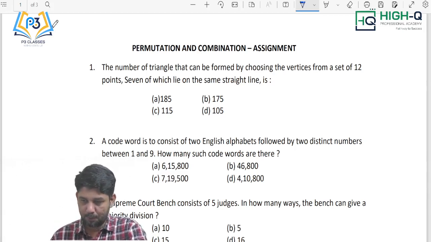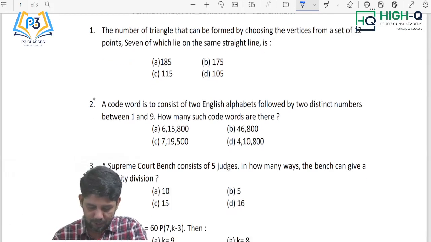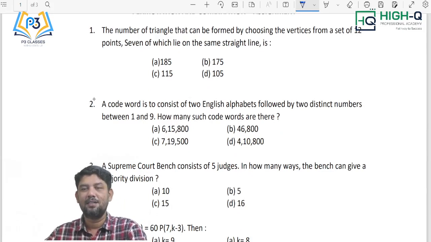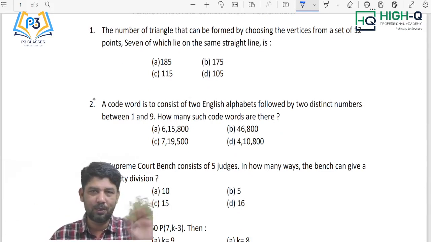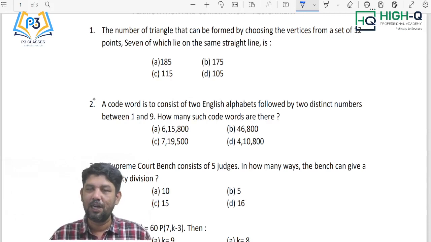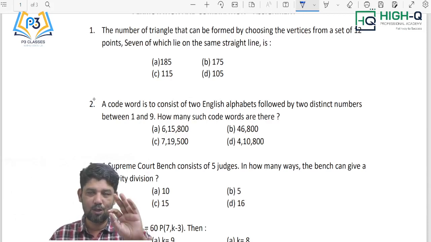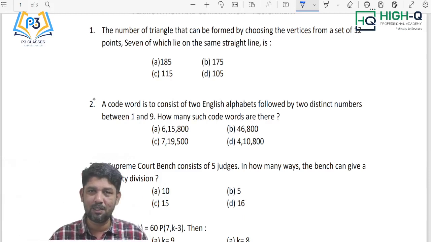Let us start with the problem. First one, permutation combination. The number of triangles that can be formed by choosing the vertices from a set of 12 points, 7 of which lie on the same straight line. That means, in simple language, 12 points, 7 are collinear, and we need to form a triangle. How many triangles can be drawn?